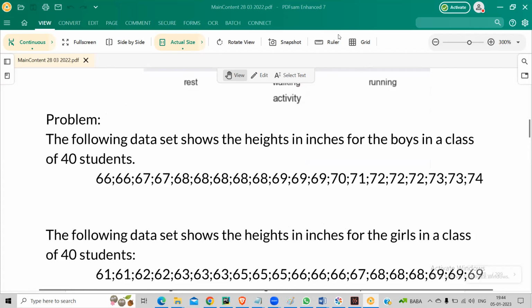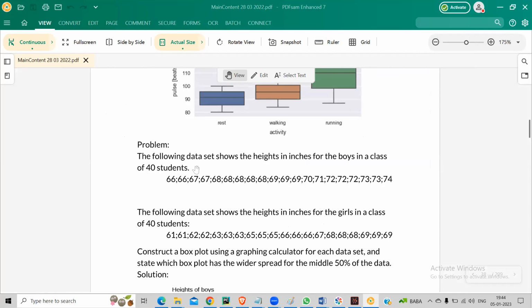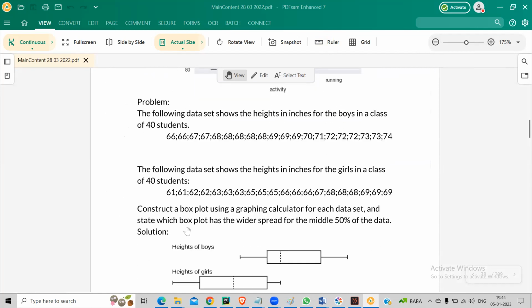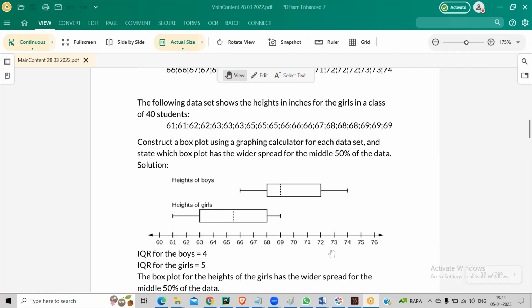Okay. So there's another data set here. There are 40 students in a class, and these are their heights in inches. And these are the girls in the class, another 40 girls, and these are their heights in inches. So you can construct a box plot. Height of boys is this, height of girls is this. What do you get from this?